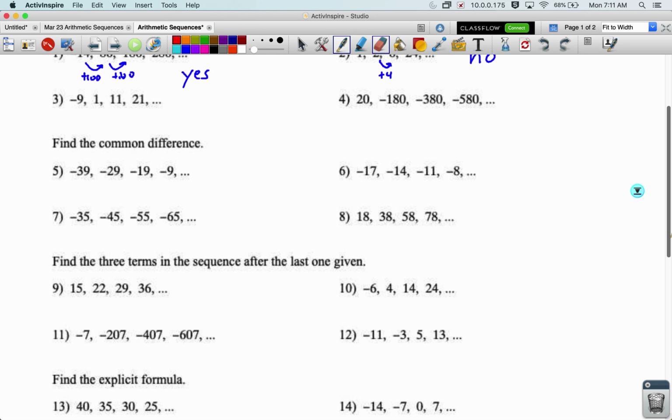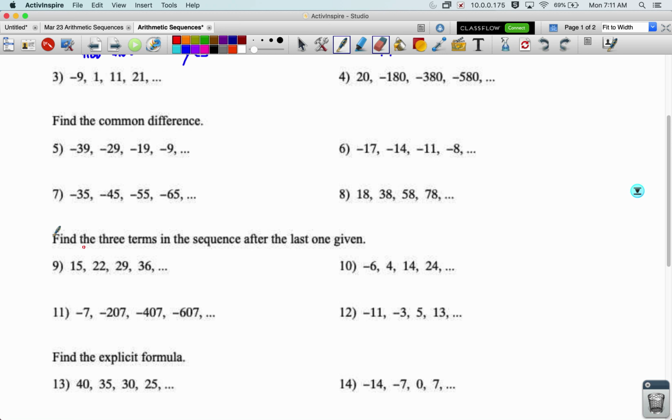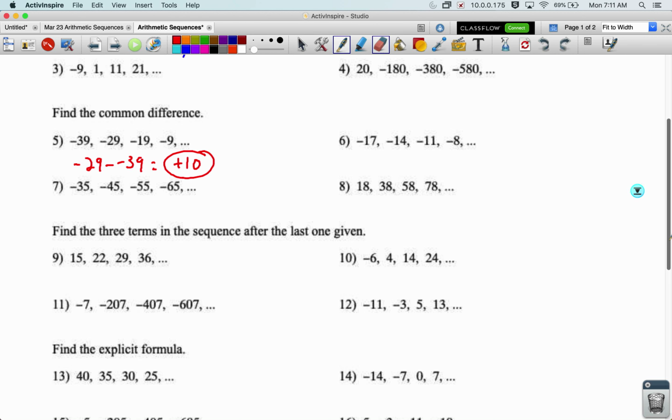Find the common difference. So we just talked about this. All you have to do is do the second number minus the first number, so negative 29 minus the negative 39 equals negative 29 plus 39 equals a positive 10. So just second number minus the first number, that's going to work for all of those.